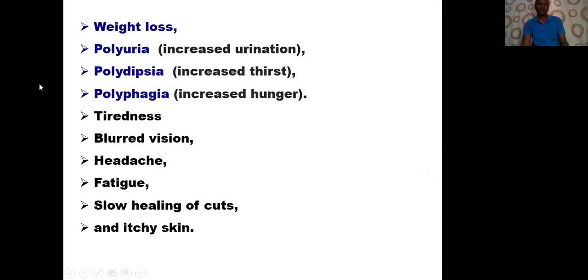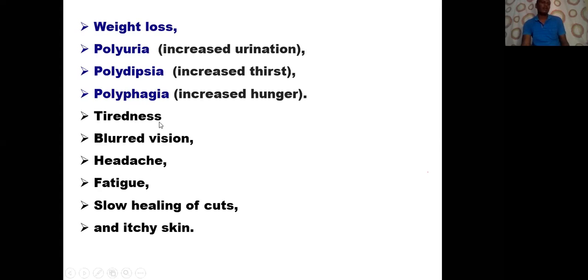Then you will have weight loss and polyuria, that is, increased urination, and polydipsia, increased thirst, because you'll be losing lots of water through the increased urination. You'll feel the increased thirst, and polyphagia, increased hunger. Here also, for the cells there is no availability of glucose, and that causes the increased hunger.